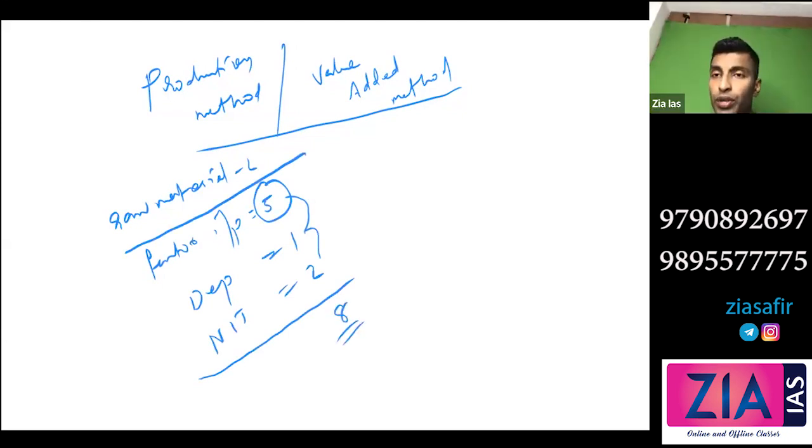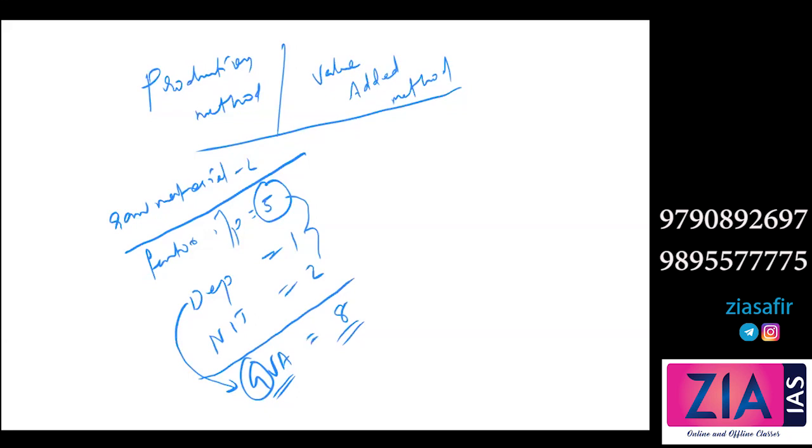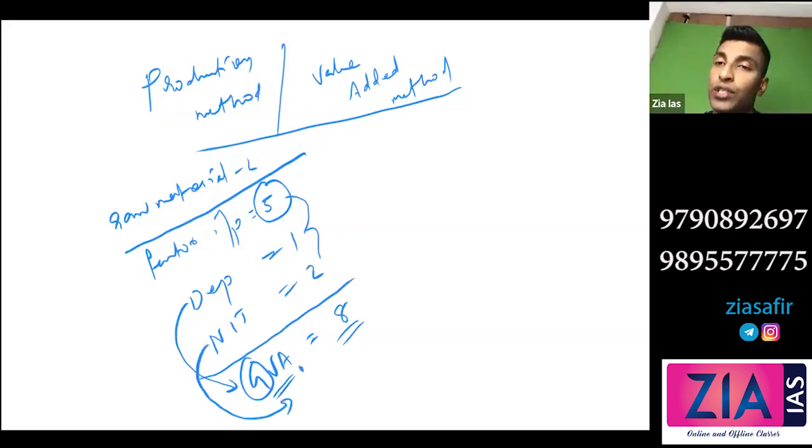So this is your gross value added. Why is it gross? Because depreciation is part of this. And this is at market price, if I'm talking about 8. Why is it market price? Because tax is also included, right? So it is GVAMP. I'm talking about gross value added in this particular context.